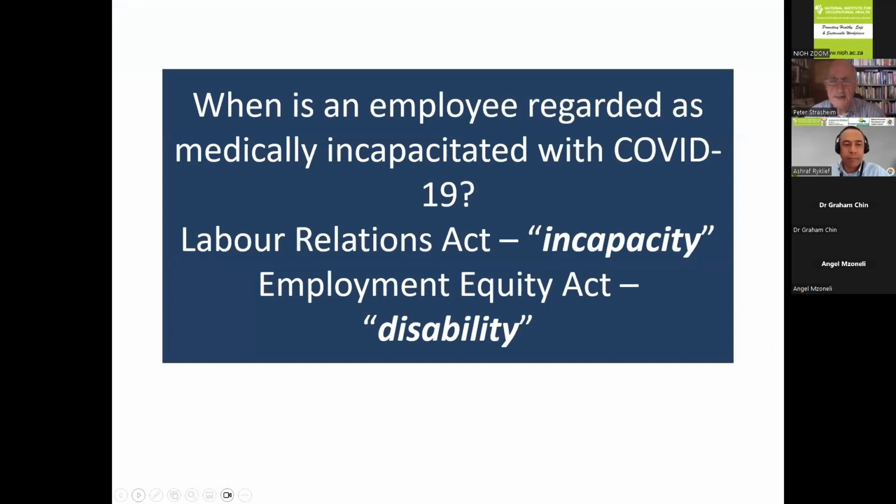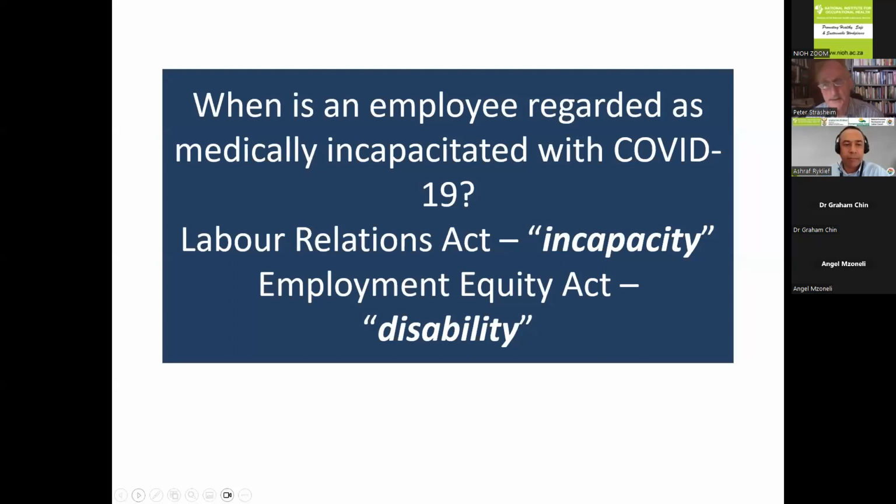First question I have to deal with is, when is an employee regarded as medically incapacitated with COVID-19? Now, there are two answers to that, which begins the understanding of the complexity of the field, because there's an answer under the Labour Relations Act in those 28-year-old, no longer reliable Code of Good Practice dismissal incapacity provisions, but there's also another answer in the Employment Equity Act if the person is disabled.